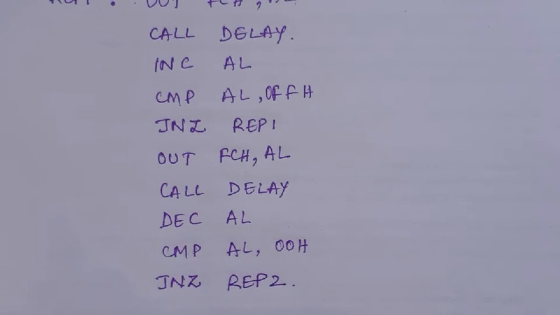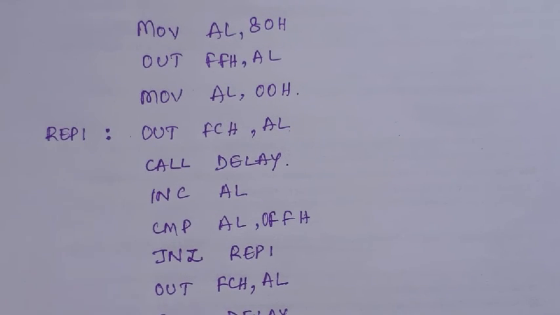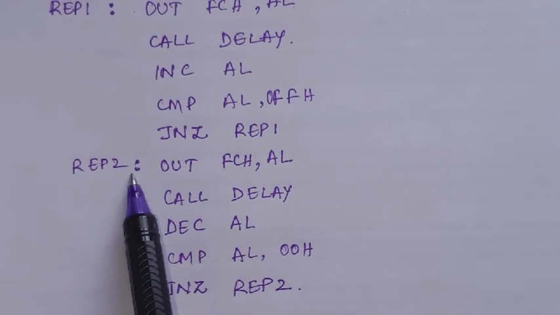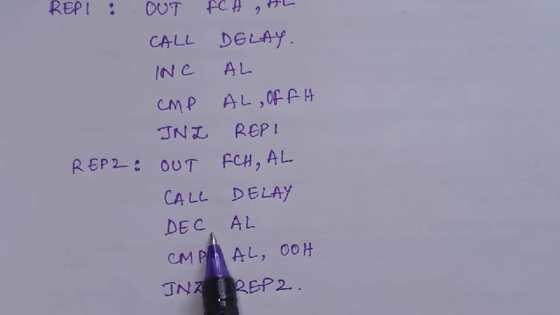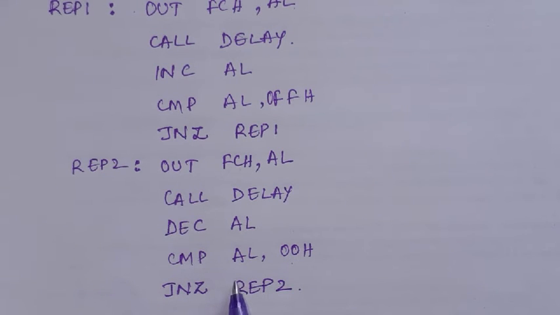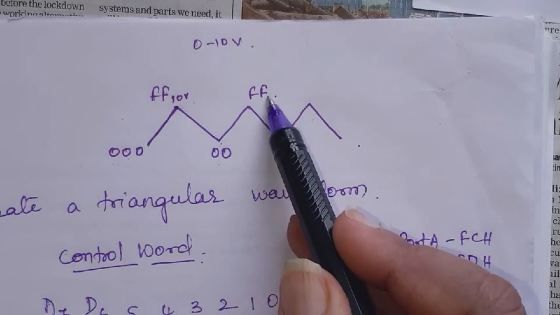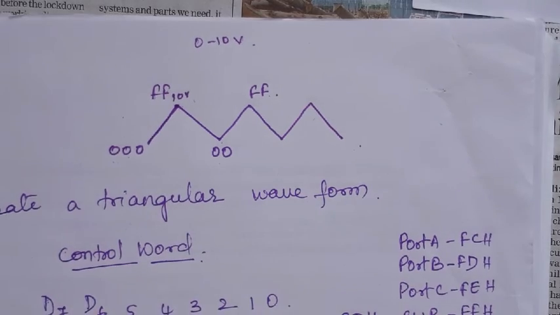Two. Okay, so this is sent to port A. This is sent to port A. Again decremented. If it is not equal to 0, again repeat. So it will be in this loop till it becomes 0. Once it becomes 0, after that it should again be incremented to FF. It is a continuous triangular waveform.